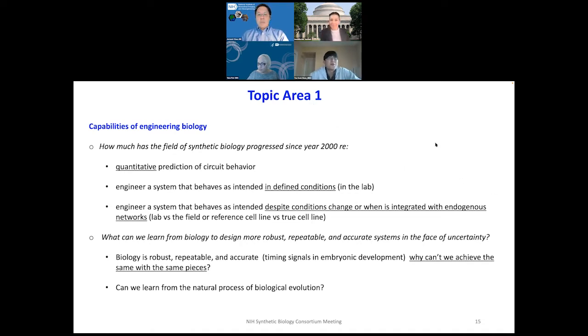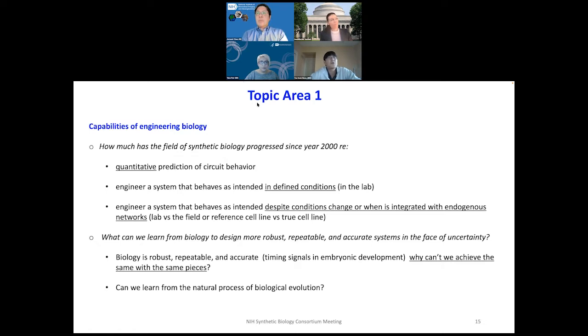I've been in this field almost 20 years. To me, synthetic biology has achieved a tremendous amount in the last 20 years in terms of prediction, quantitative analysis, and then building. But I probably need to talk about some bottlenecks in the next topic, I guess.